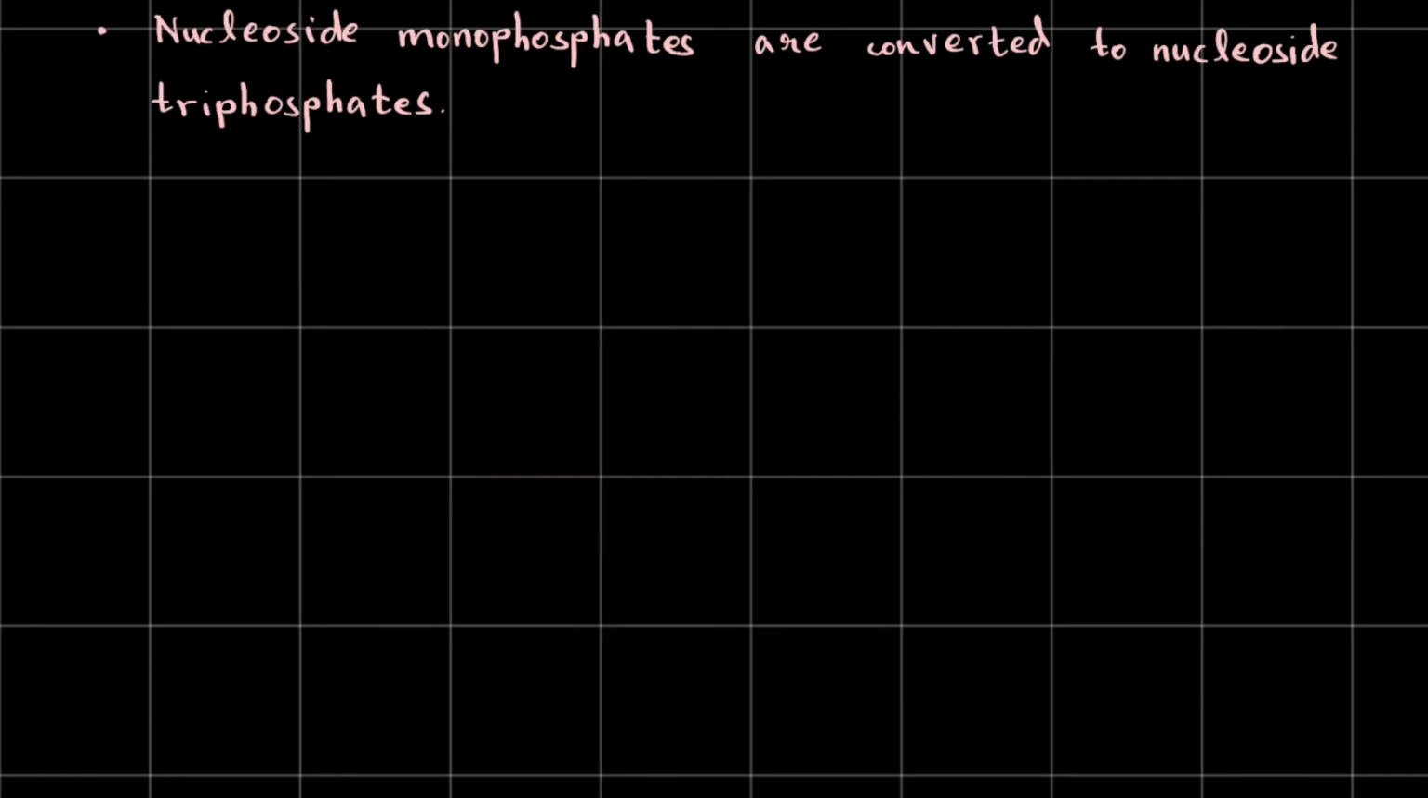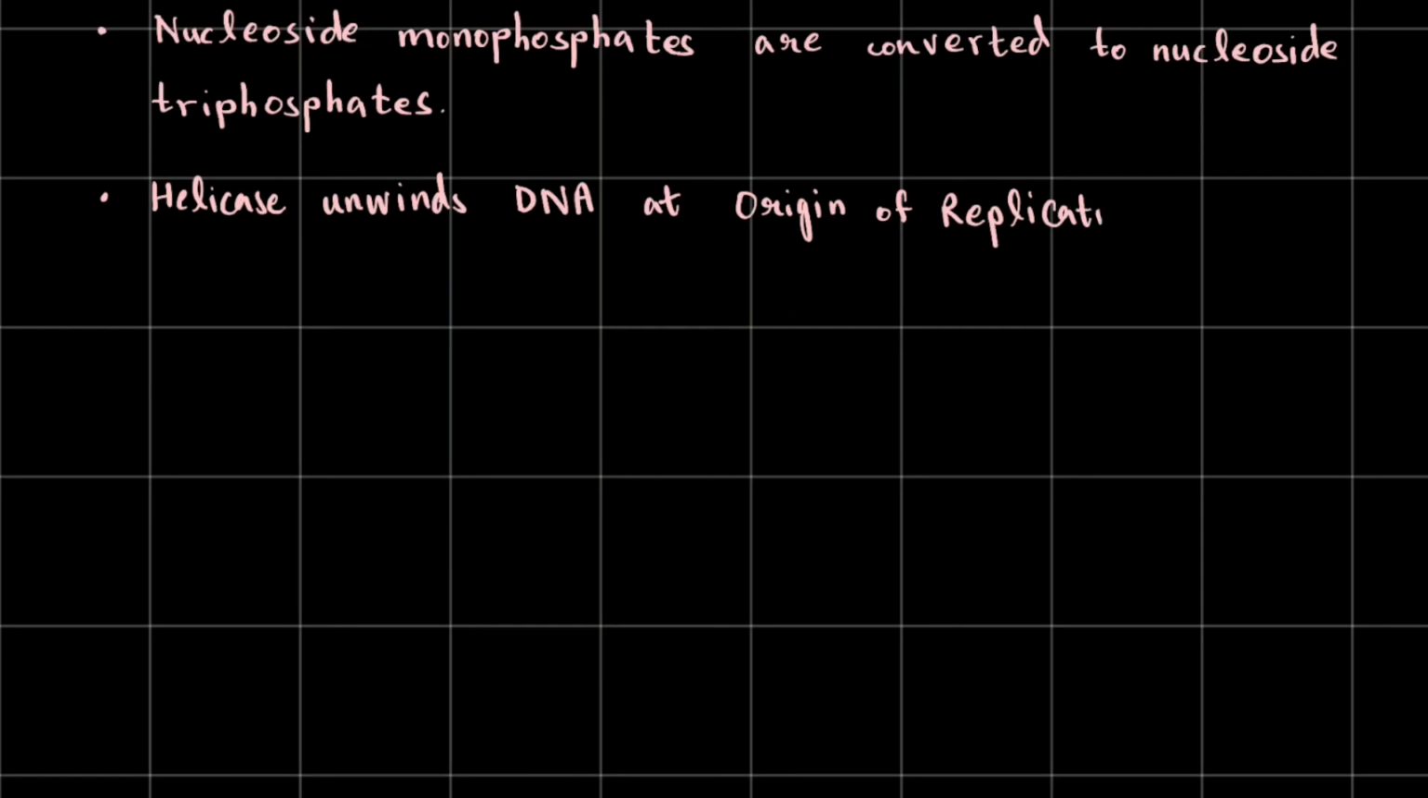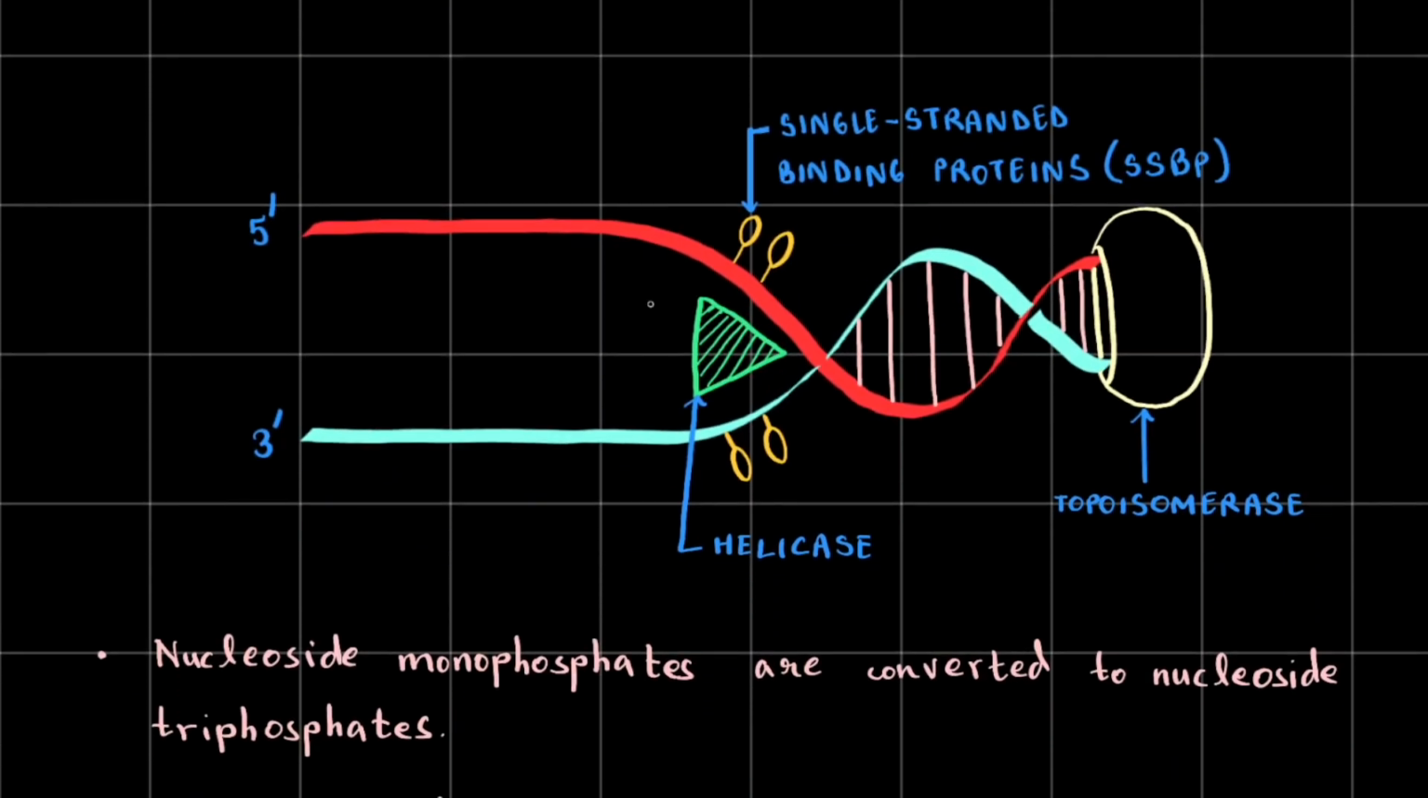Now, after the nucleoside monophosphates have been converted to nucleoside triphosphates, helicase unwinds DNA at a special location known as the origin of replication, right? We call it ORI, or ORIC, in prokaryotes. So in this diagram, this is the origin of replication, and helicase unwinds the DNA at this spot, right?